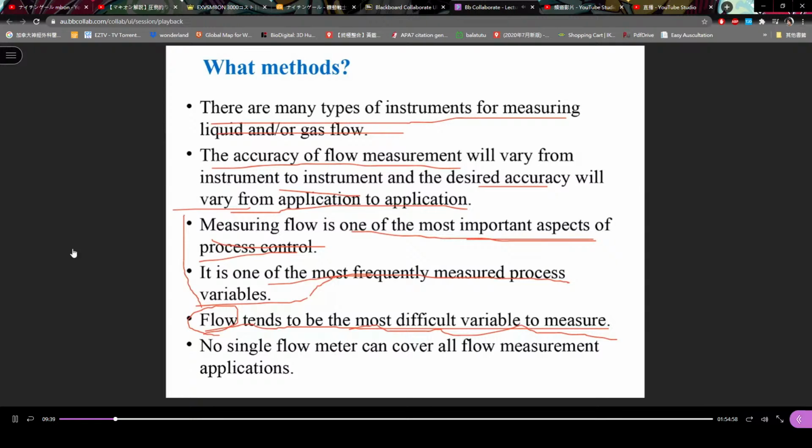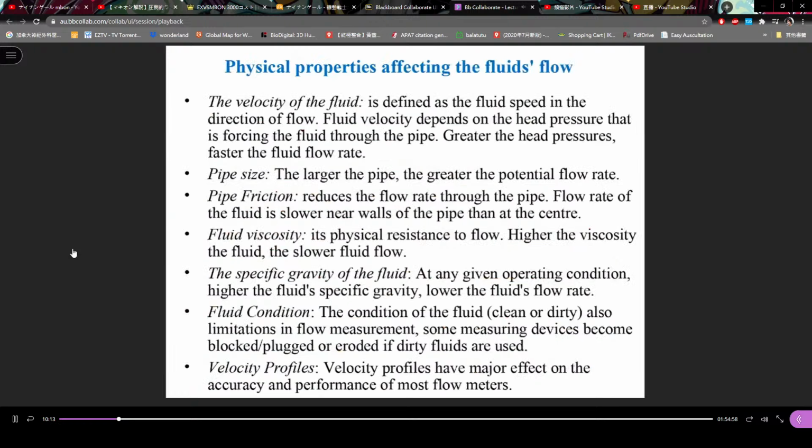No single flow meter can cover all flow applications. So that's why we need to choose the most suitable instrument for flow rate measurement. Then you can choose the right one. For example, if you want to measure airflow in your room or outside, of course, you should not choose an orifice, and you should choose a thermal instrument. I'll introduce both of them to you later.